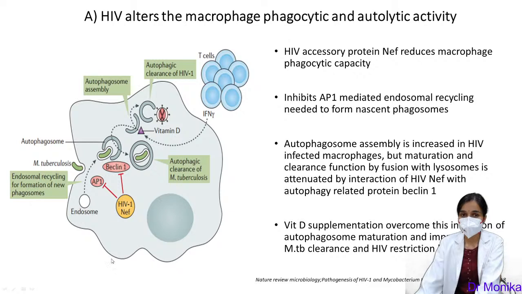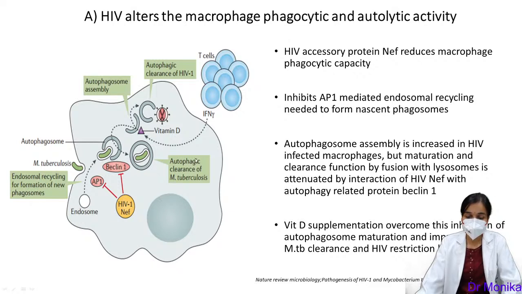First is how HIV alters the macrophage phagocytic and autolytic activity. As we know, HIV secretes a non-structural protein, that is the negative regulatory factor protein, which inhibits the endosomal recycling and formation of new phagosomes. As a result of this, there is an increase in the nascent phagosomes, which are immature. Also, this HIV Nef protein inhibits the fusion of the autophagosome with the lysosomes by inhibiting the Beclin-1 protein.